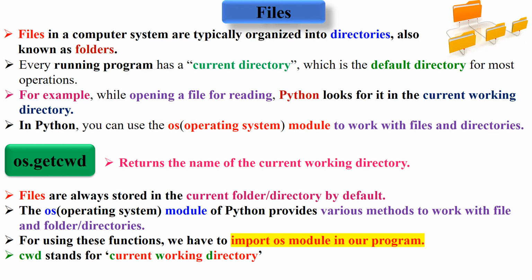In Python, you can use the os operating system module to work with files and directories. os.getcwd returns the name of the current working directory. Files are always stored in the current folder or directory by default. The os module of Python provides various methods to work with files and folders or directories. For using these functions, we have to import the os module in our program. CWD stands for Current Working Directory.